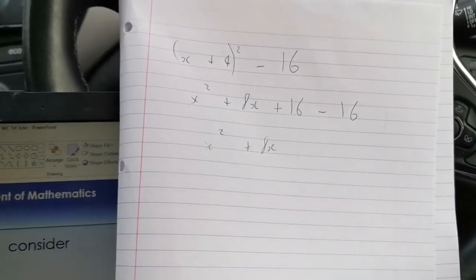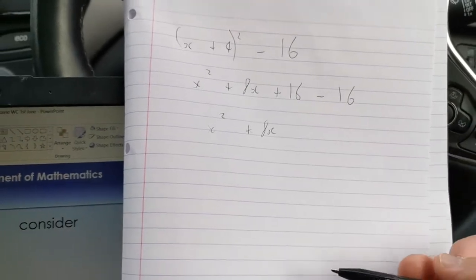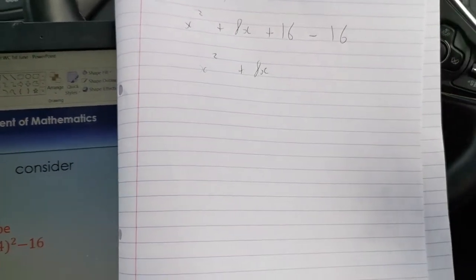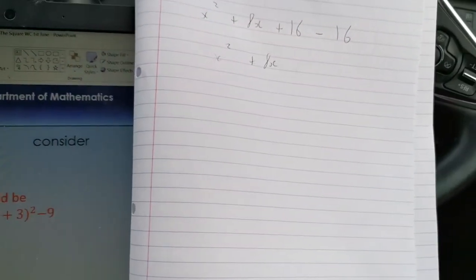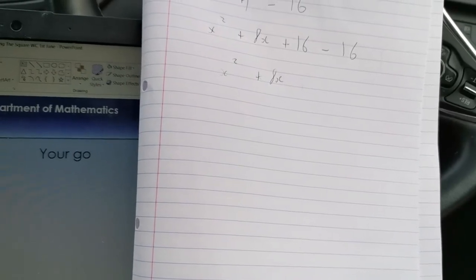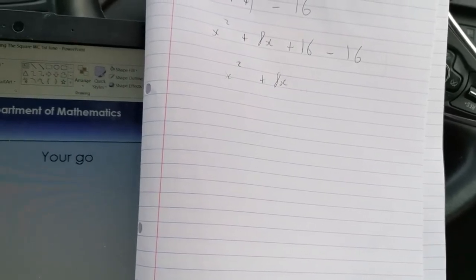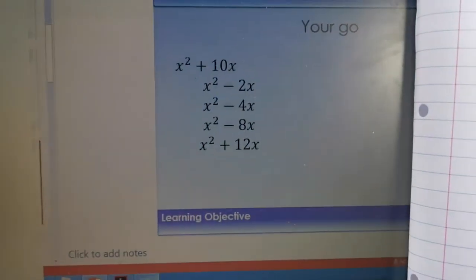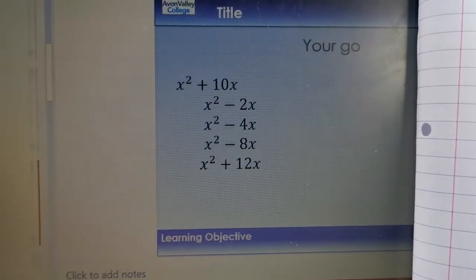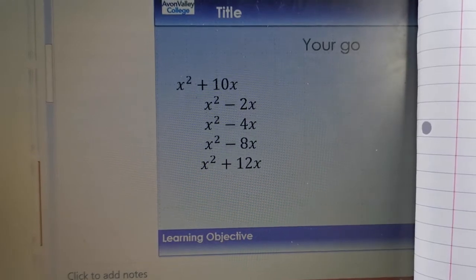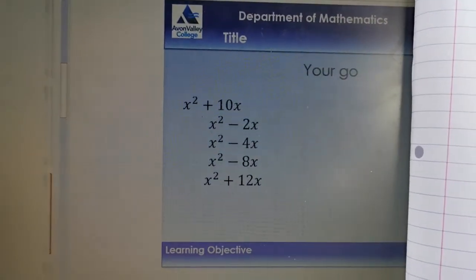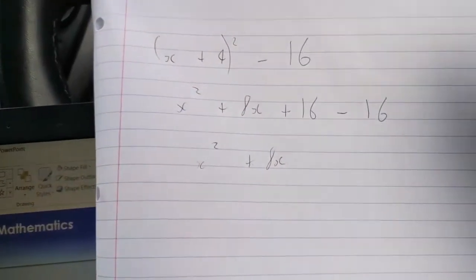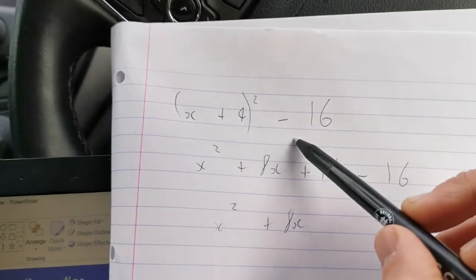So what I suggest is you pause this video and have a go at writing out some of these. Have a look at these ones: x squared plus 10x, x squared minus 2x, x squared minus 4x. Write these out in the form of, for example, x plus 4 squared minus 16.